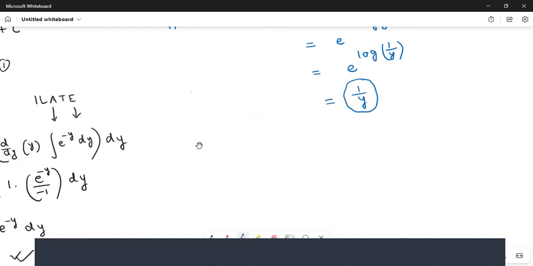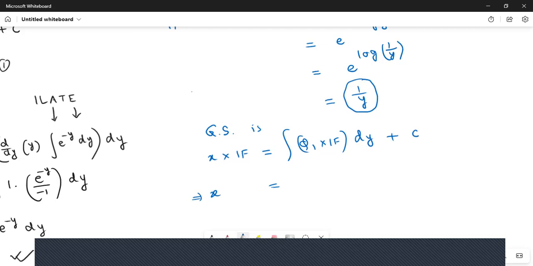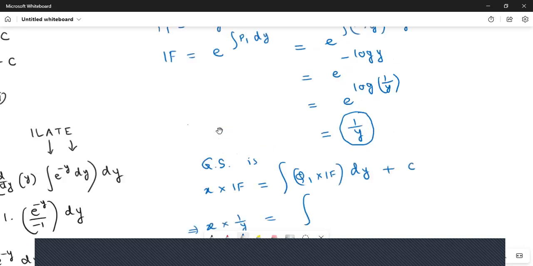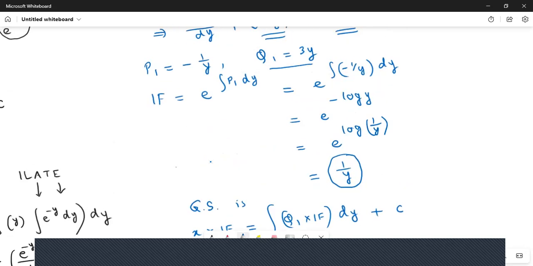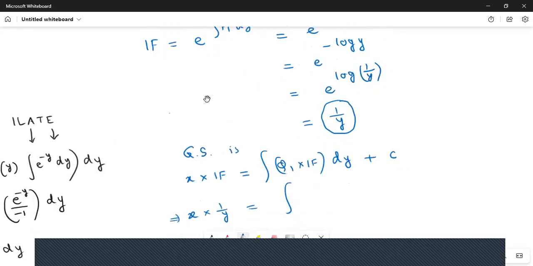Okay, so can you tell me what would be your general solution then? Your general solution is x multiplied by the integrating factor, equals the integral of q1 times the integrating factor, d, is it dx or dy? Tell me. Definitely dy, right? So just write here, x times the integrating factor 1 by y. Integrating factor, what is q1? So you can see here your q1 is 3y, right? So replace that 3y in this one.